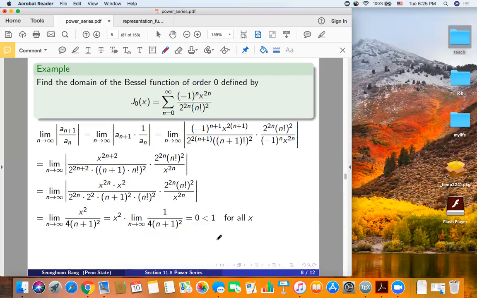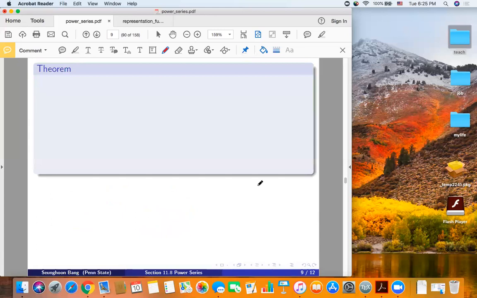The 0 is always less than 1 for all x values. So by the ratio test, the series converges for all values of x. That's it. This is the idea for solving this problem. The domain is all real numbers. Is it good?